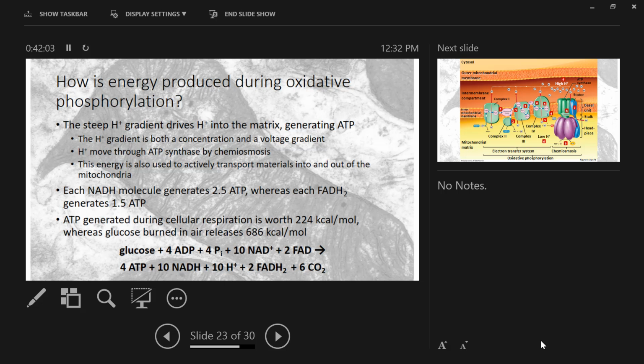ATP. This is the overall process of the first 2 steps of aerobic respiration. Right? We take glucose and we take 4 ADP and 10 NAD plus, 2 FADs, and we generate 4 ATP. That should clue you into that this is the first 2 steps, right? First 2 steps after they're done, we've generated 4 ATP, 10 NADH, 10 hydrogen ions, and 2 molecules of FADH2, and 6 molecules of carbon dioxide. Okay, so this reaction shows you the first 2 steps of aerobic respiration.